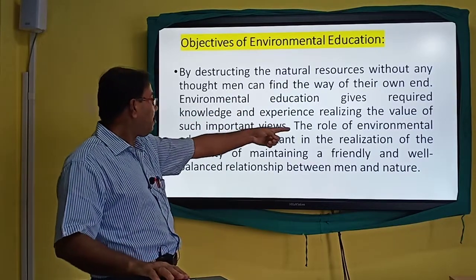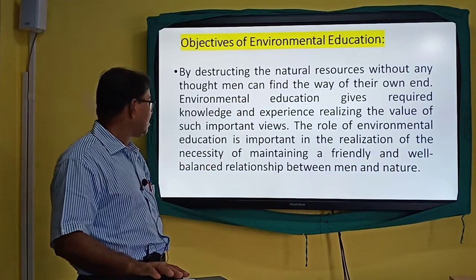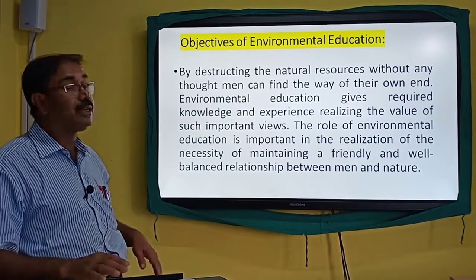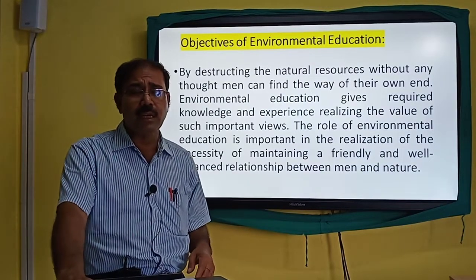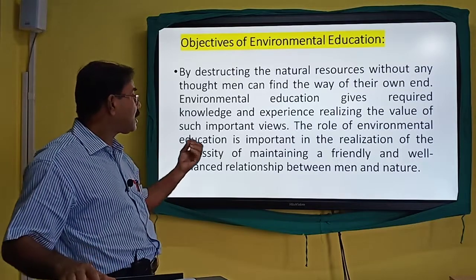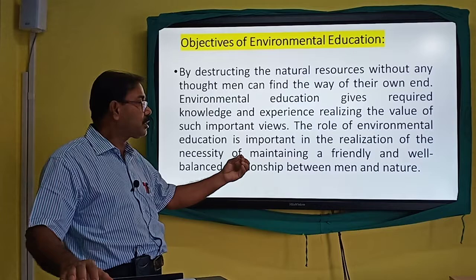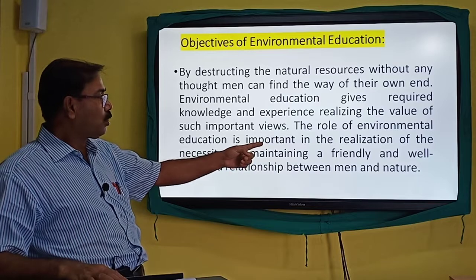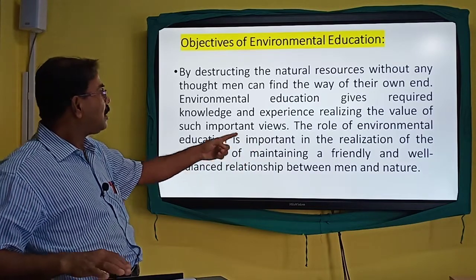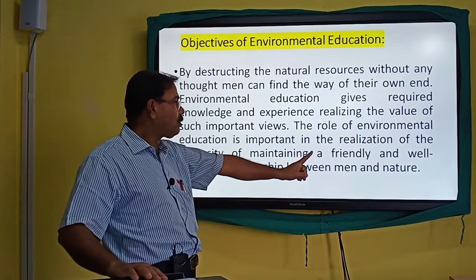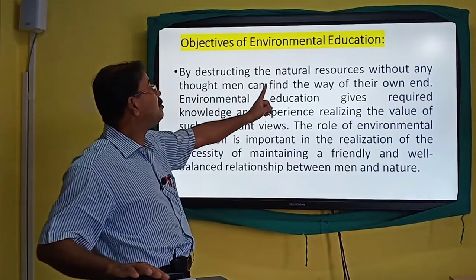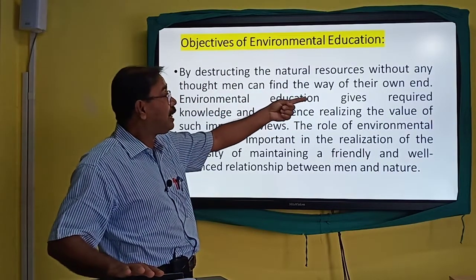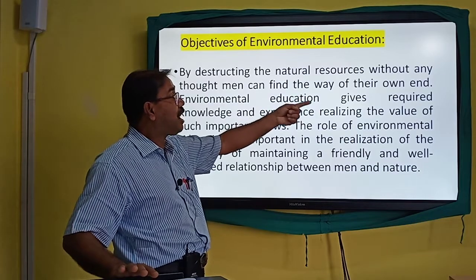That is important. The role of environmental education is important in the realization of the necessity of maintaining a friendly and well-balanced relationship between man and nature. There should be a friendly relationship, a kindly relationship, a judicious relationship between man and nature. Otherwise, once you become very rude, once you become very unmindful at the time of behaving towards the properties of nature, it means that you are inviting your own danger, you are inviting the end days of your society, civilization and life earlier.